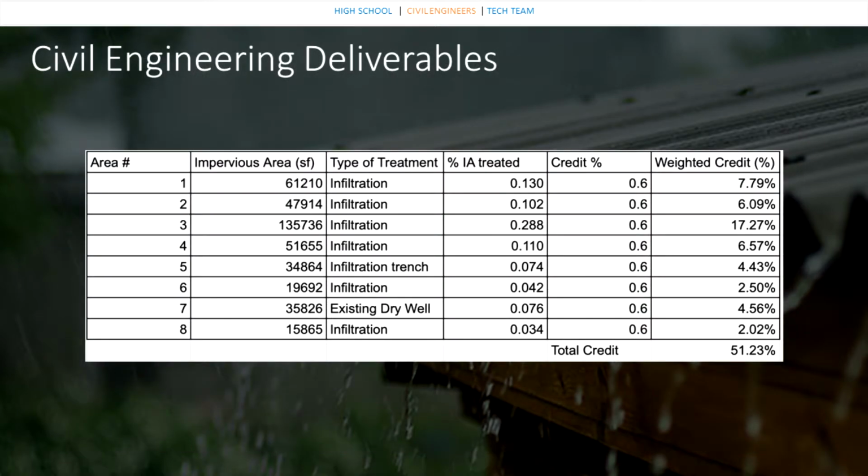Lastly, for the civil engineering deliverables, we have the weighted credit, and as we saw earlier, it was broken up into 8 areas, and we have the type of treatment within each of the areas, and finally how much credit each of the areas is actually gaining, with our total credit being 51.23%.